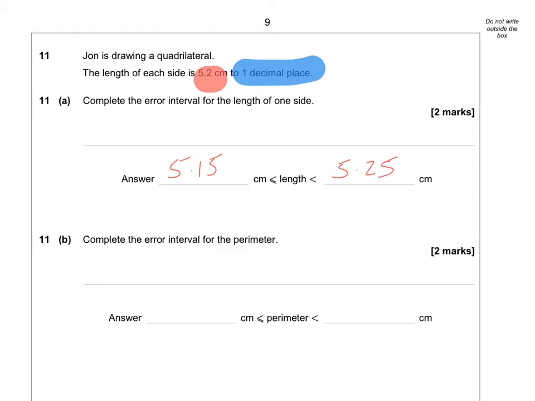The error interval for the perimeter, well, it's a quadrilateral, which means that it's got 4 sides. So we're going to be doing 5.15 times by 4, which is 20.6. So that's the smallest that it could be. And we're going to be doing 5.25 times by 4, which is 21. So we've got an error interval for the perimeter of 20.6 centimetres to 21 centimetres.